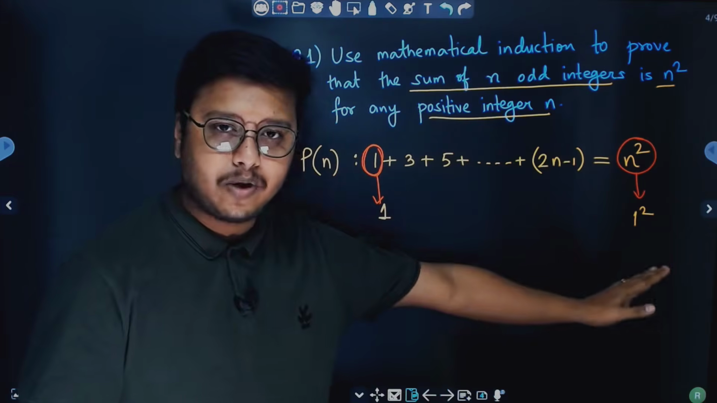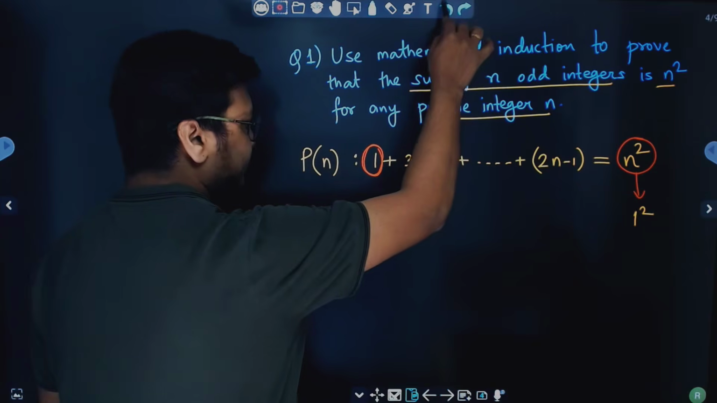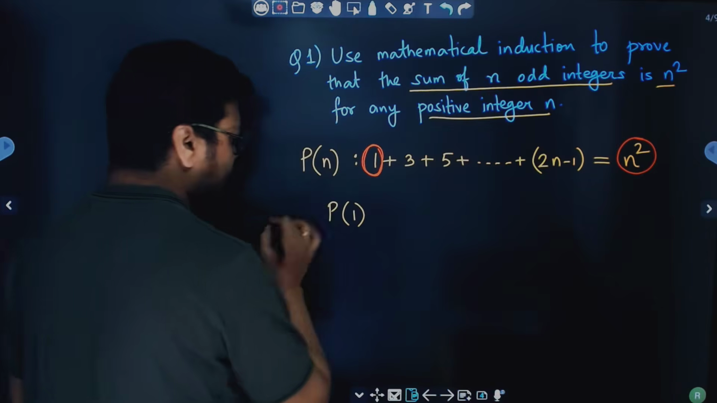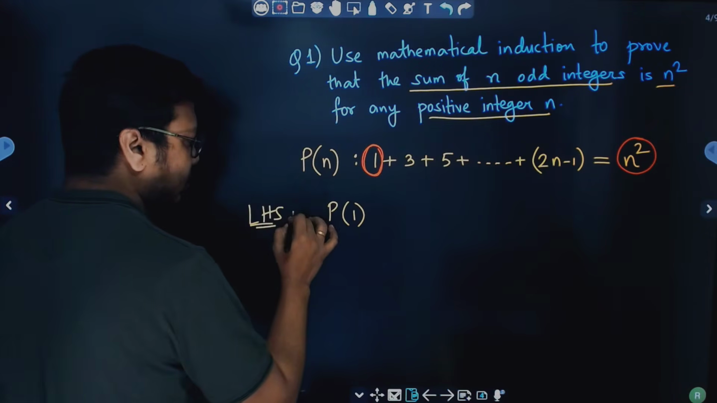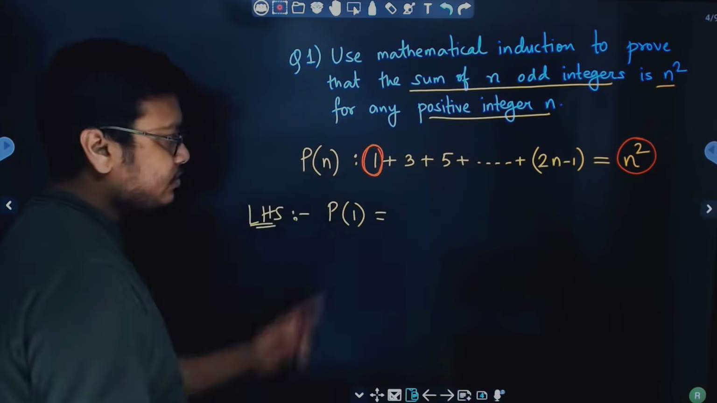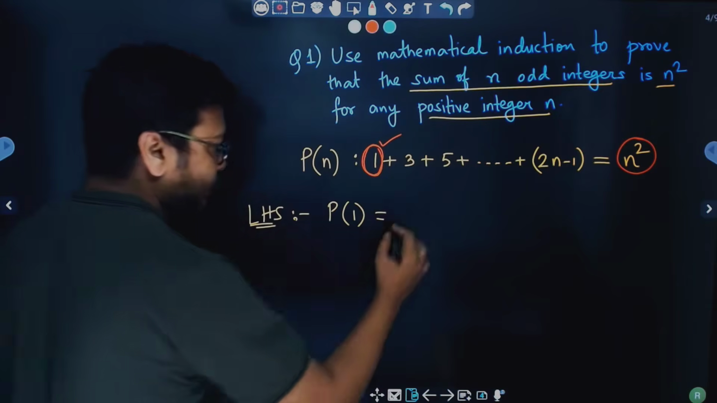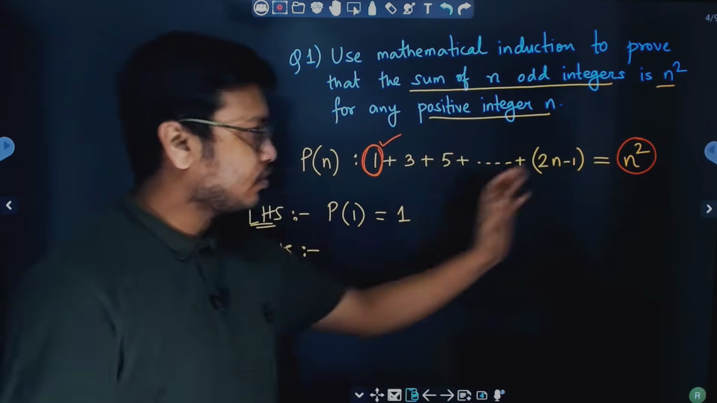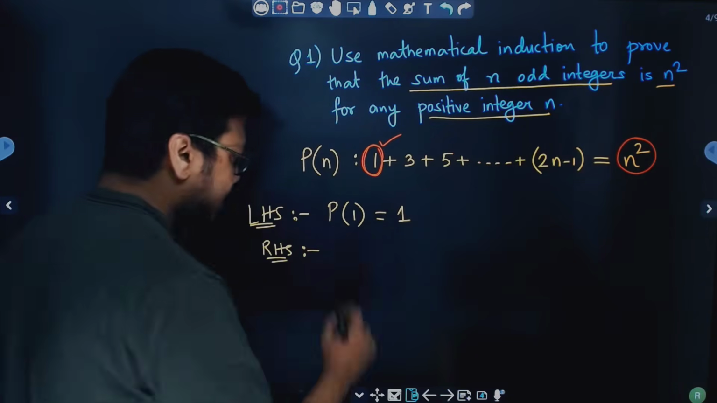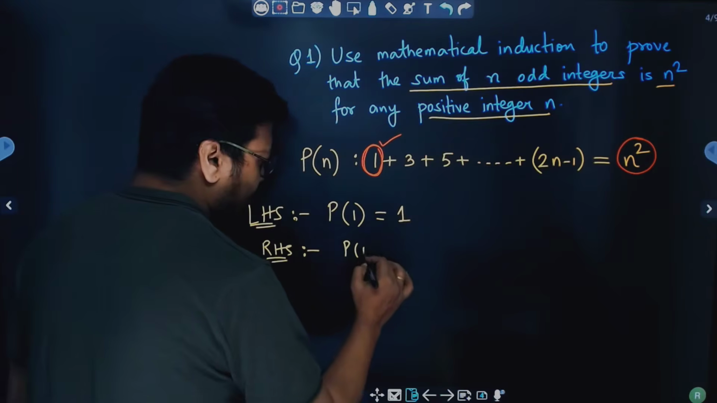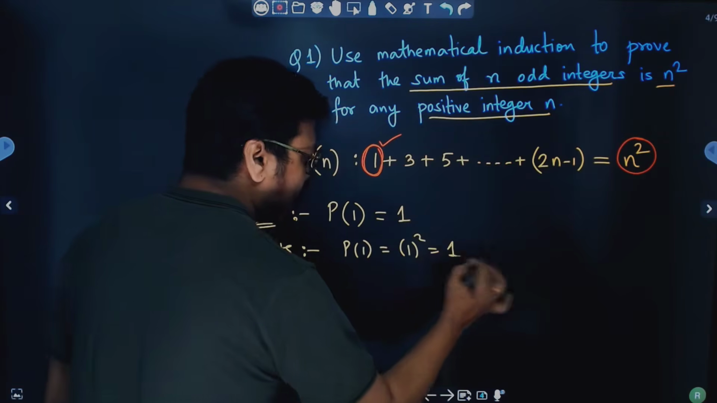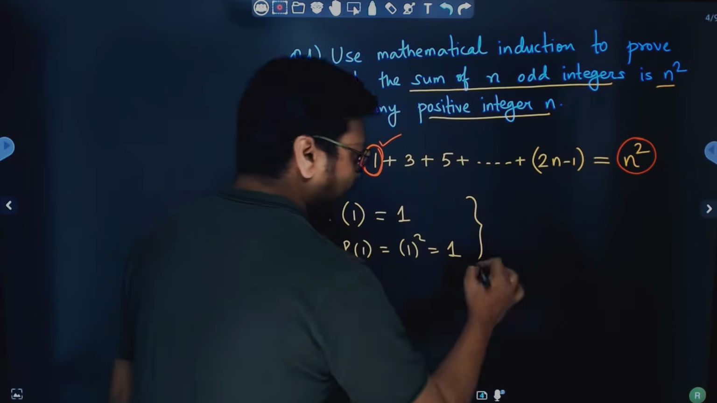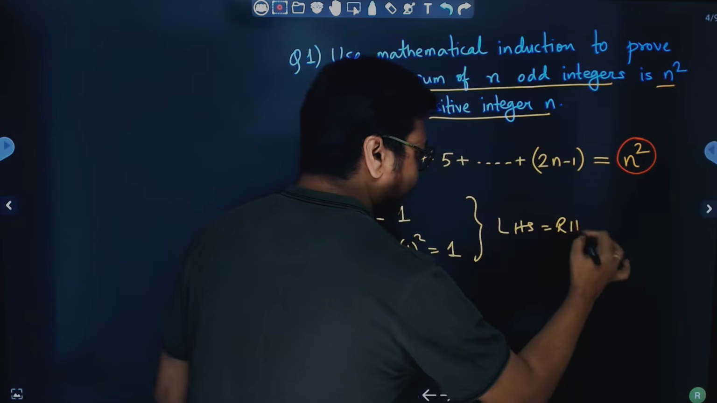1 equals 1 squared. We're going to write this in this way: P of 1, the LHS, is giving me the first term of the series, which is 1, and the RHS, the right hand side, is going to give me n squared, where n value is 1. So P of 1 would be 1 squared, that's 1. So we can see that the statement is true for n value 1. LHS is equal to RHS.